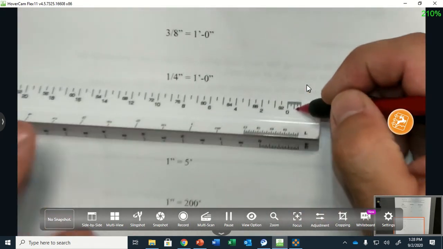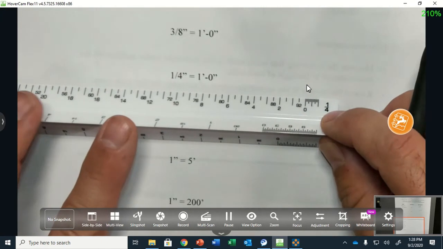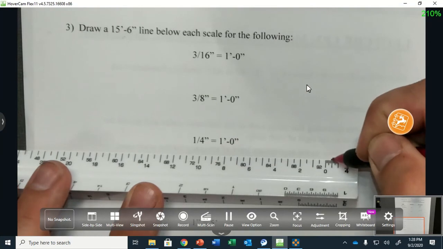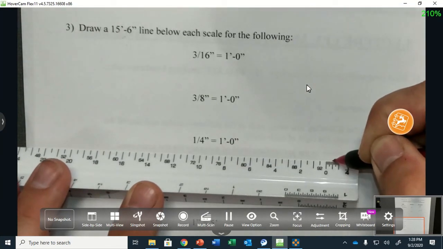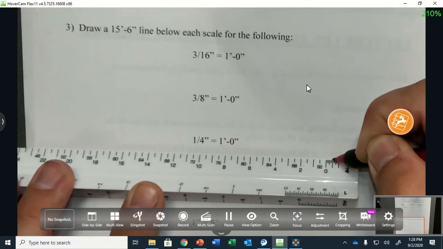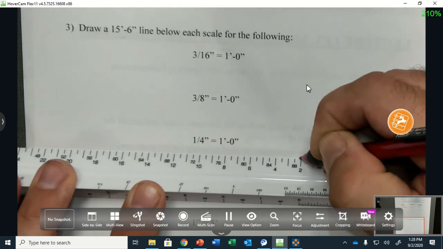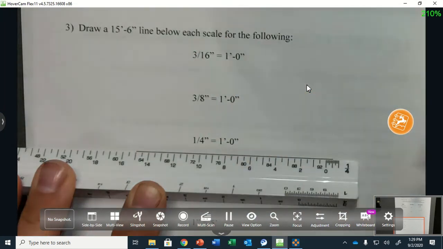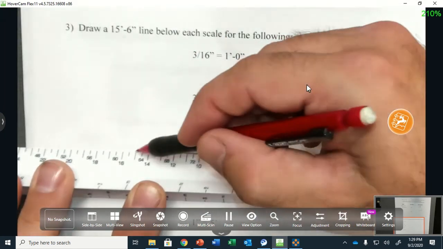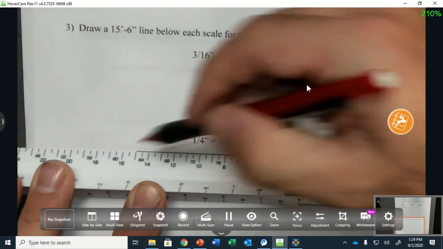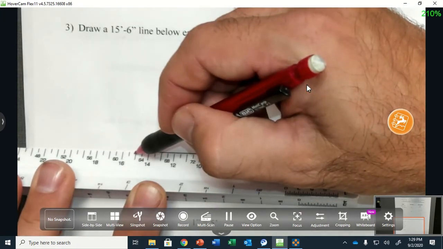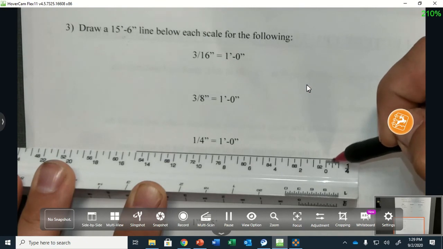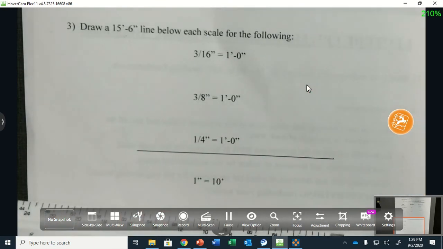Okay, here's my 1/4 inch equals a foot. So 15 foot 6 inches. So here's my, is this 6 inches? Yes. So I'm going to go to the 15 foot mark. Okay, so what I did, from the 0 to the 15, right? That's 15 feet. And then I just went to 6 inches over. So there is 15 foot 6 inches.